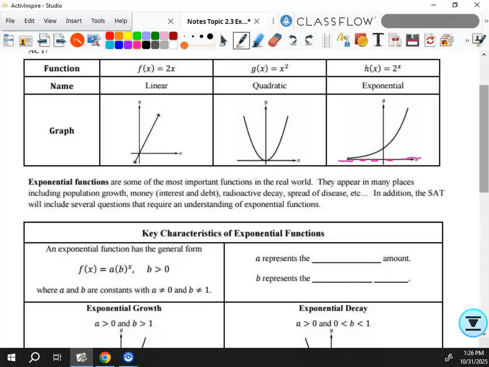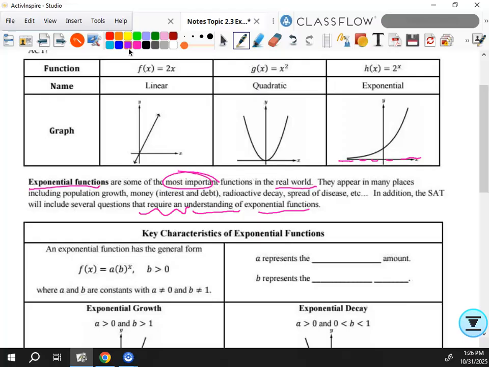But exponential functions are some of the most important in the real world because they appear in lots of places: population growth, money, which everybody's concerned about, radioactive decay, spread of disease, etc. In addition, the SAT has several questions that require an understanding of exponential functions. You don't have to be experts, but you have to have some understanding of them.